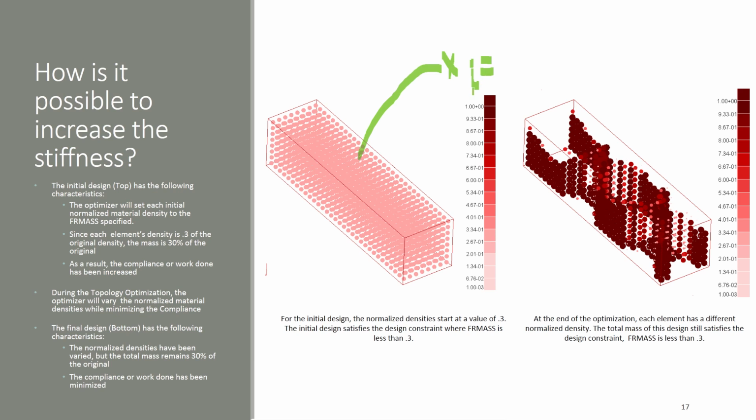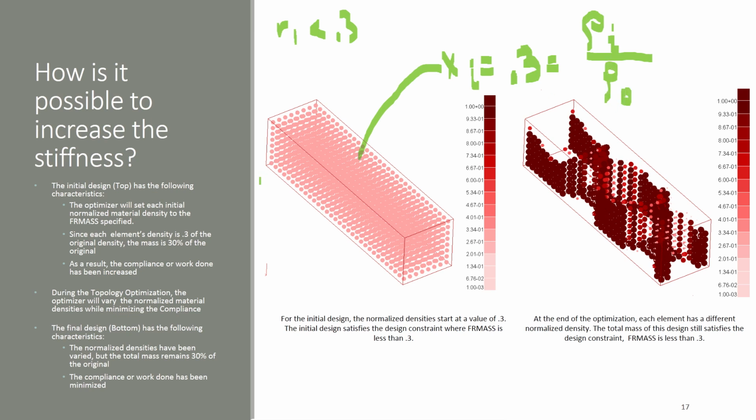Now, remember that the constraint for this example on fractional mass was 0.3. So here I believe it was R1 was the label, less than 0.3. What Nastran does at the very beginning of the optimization, it will set all of the design variables to 0.3. So, 0.3 here on the screen. Remember that this is equal to Pi, or the density of the element, divided by density original.